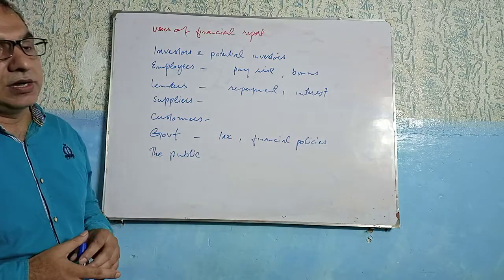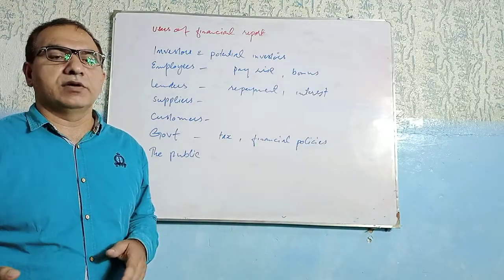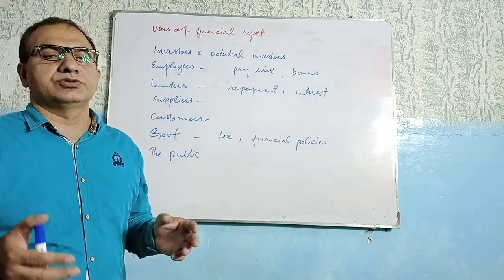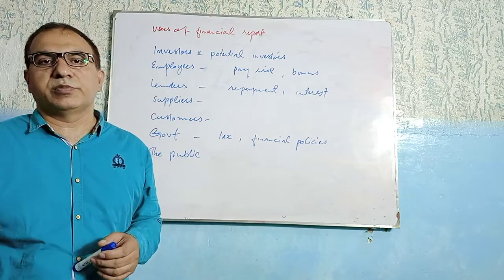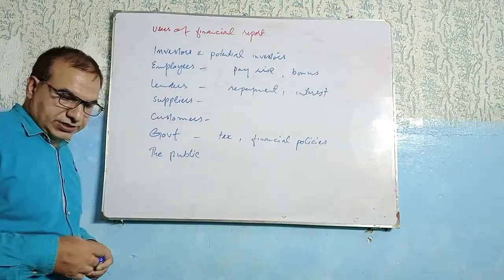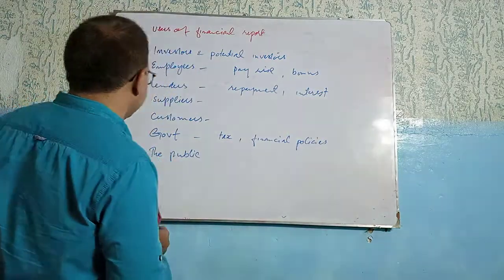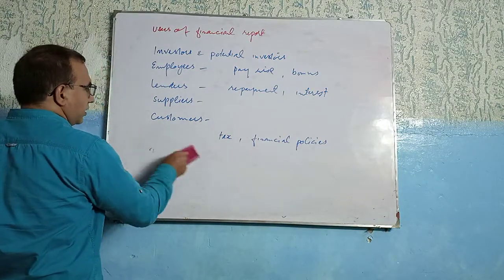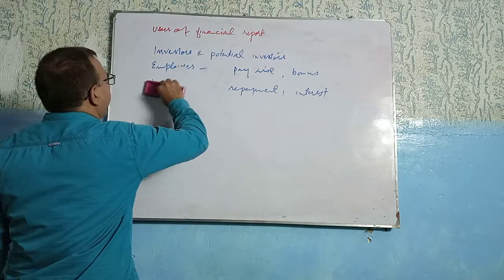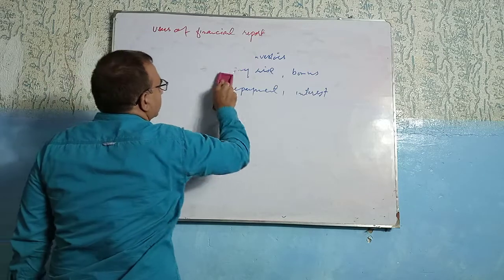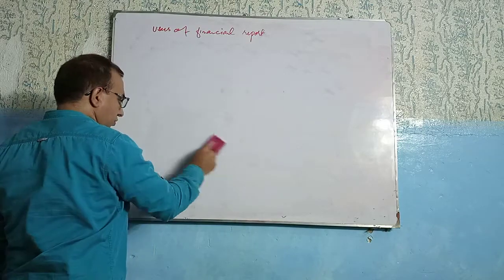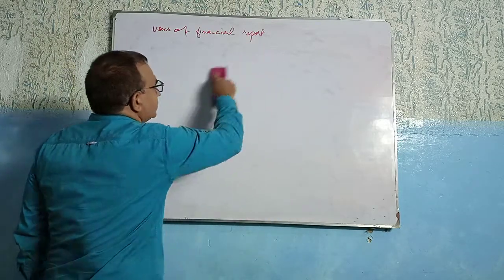Many big companies are now adding voluntary reports along with these annual financials. They add social responsibility reports just to make the public happy that they are doing good for the environment. So these are the major users of financial reports. The management report is for the management to run the business, and this financial report is for these users. So now we have a clear concept about the users.